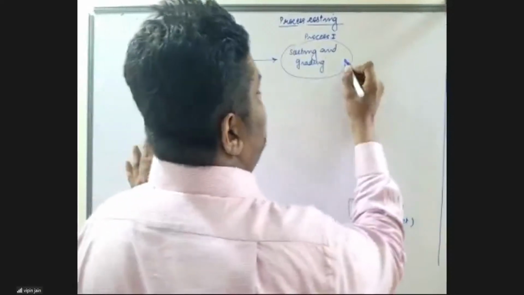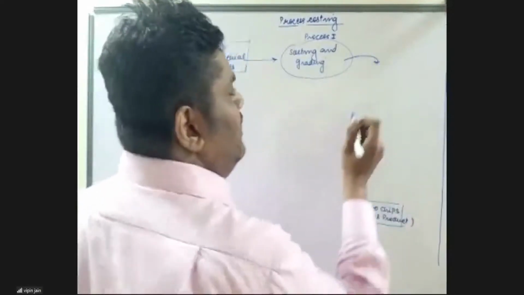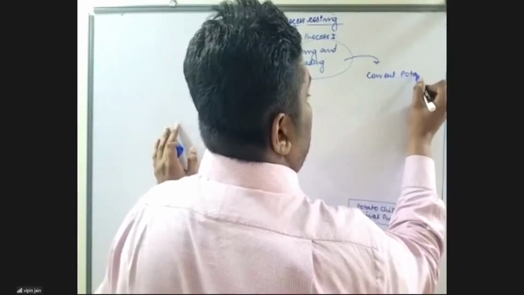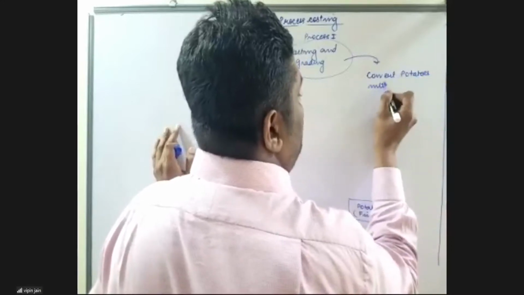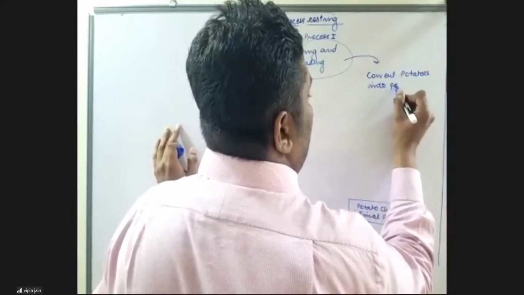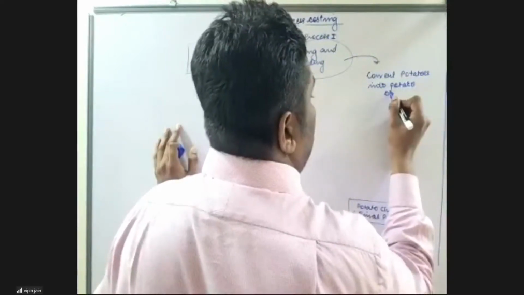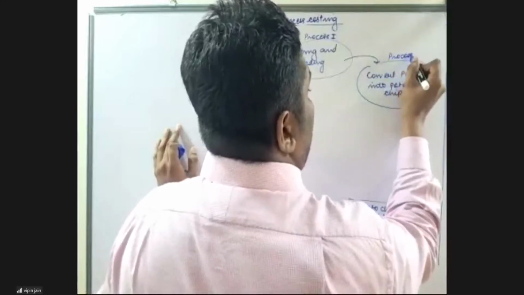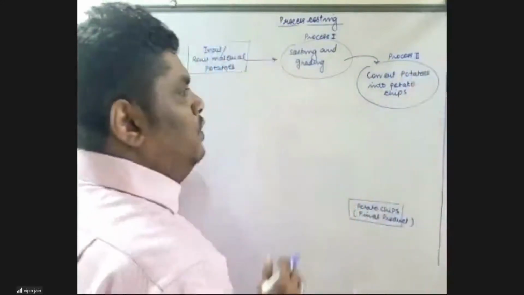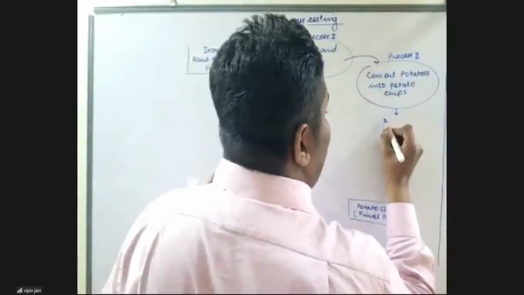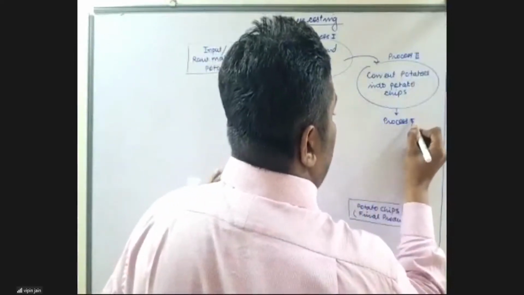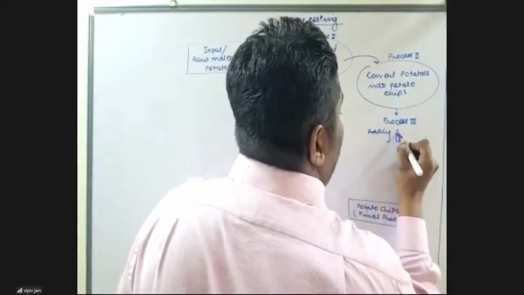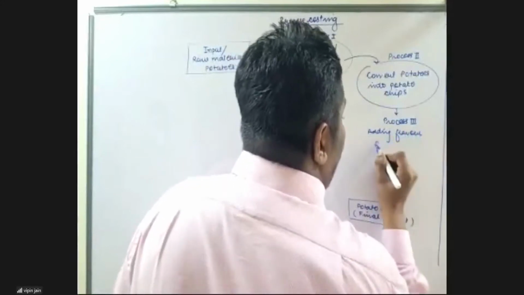the output of process first is, let's say, transferred to the next process, wherein we convert potatoes into potato chips. So let's say this is my second process. Now the output of process second is transferred to the next process, wherein we add flavor and preservatives.